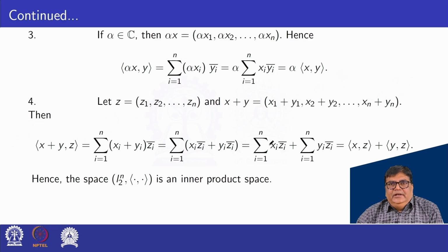This can be written as inner product of xz and this is inner product of yz. Hence, the ordered pair L2^n with the given inner product is an inner product space.